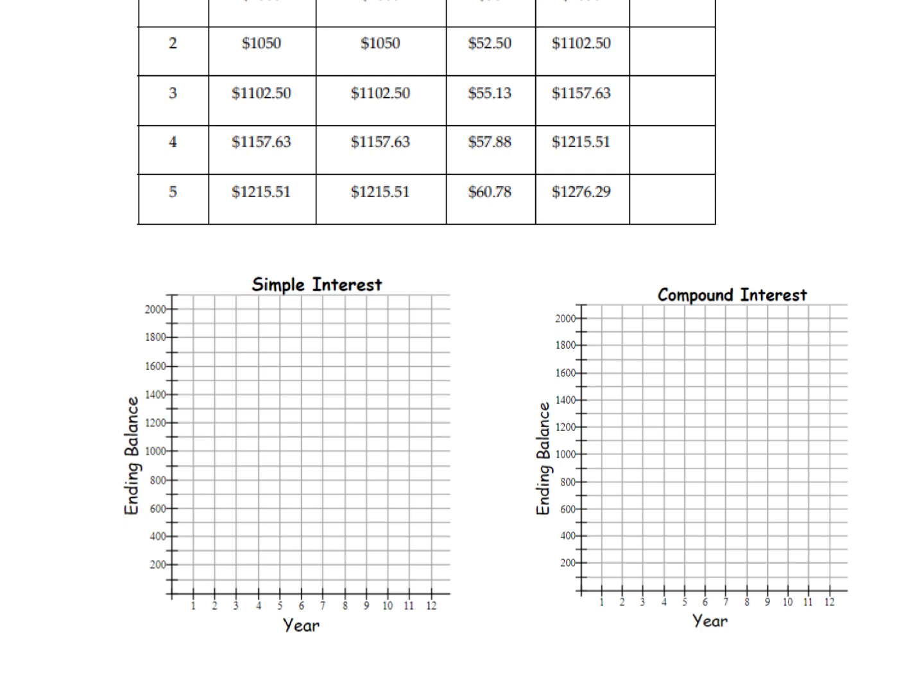So let's just plot those points on this simple interest graph. So we started at 1,000. After 1 year, we were at 1,050. After 2 years, 1,100. After 3 years, 1,150, and so on. So that's going to produce a graph that is a straight line.